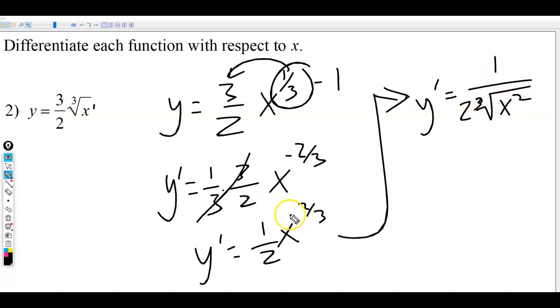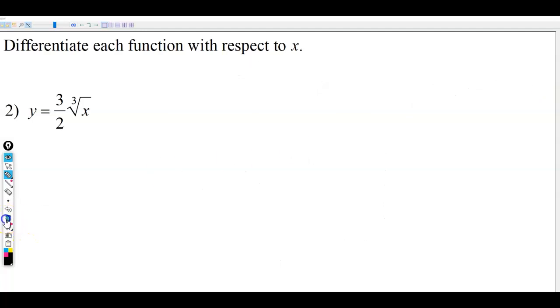Okay, so the negative can move this x to the denominator. The 3 in the denominator can be rewritten as a cube root, and the 2 in the numerator can be written as a power on the x. So just be aware of the different ways that problem can be expressed.